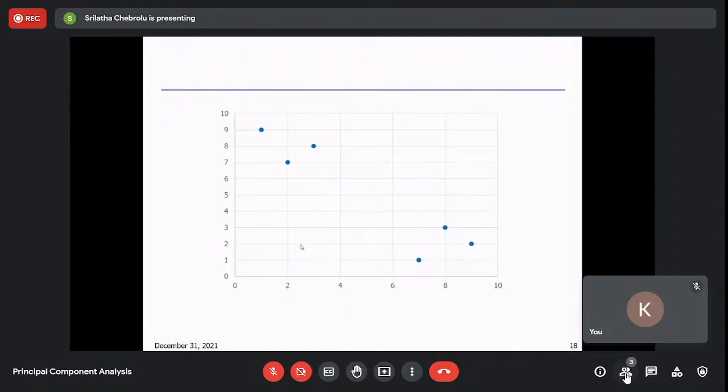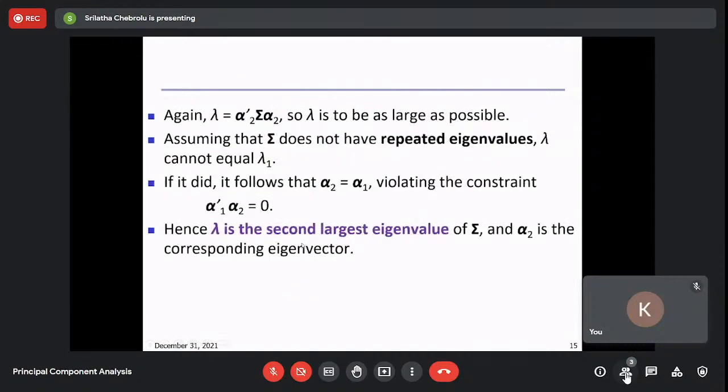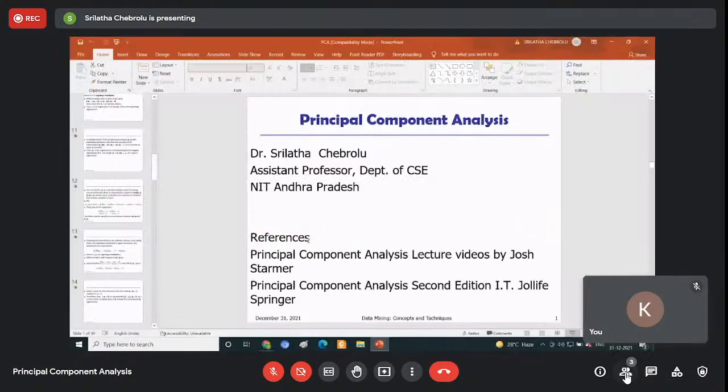we get the different principal components. Among them, k is the number of principal components: you select the first k principal components such that these principal components will represent the original data set. This will represent the original data set while preserving the variance in the data set.